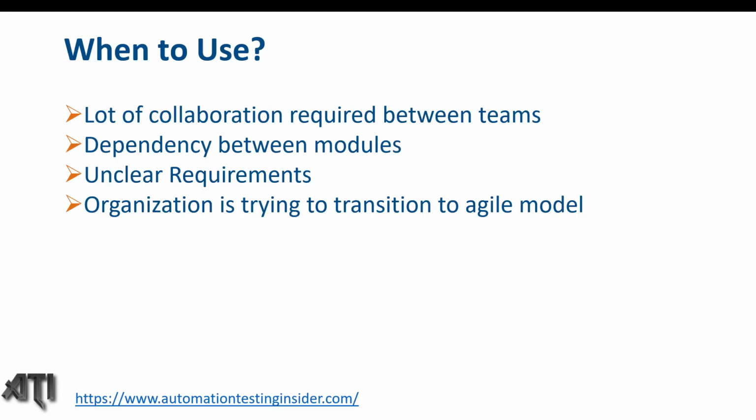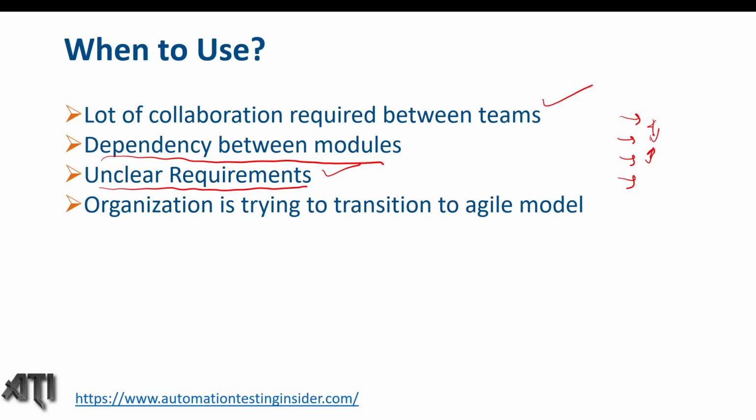Now, when do we go for a hybrid model? When a lot of collaboration or interaction is required between teams, then we should go for a hybrid model. Another case is dependency between modules. Let's say for a particular product we have different modules and they are dependent on each other, then we should go for a hybrid model. Another is unclear requirements. If the client is new to the market and is not sure about their requirements, then we should go for a hybrid model.